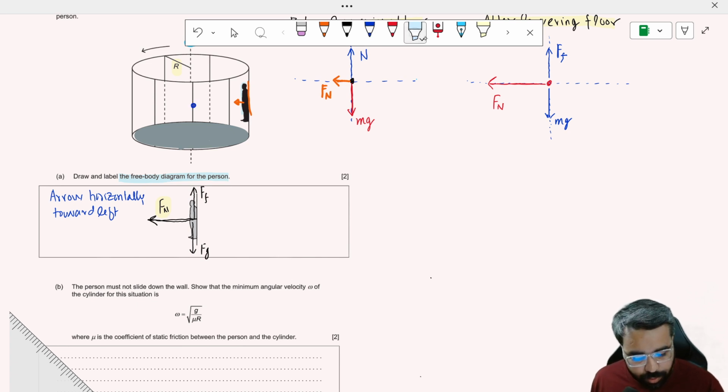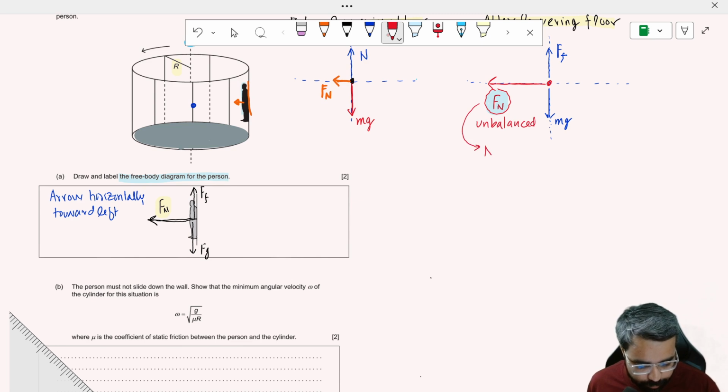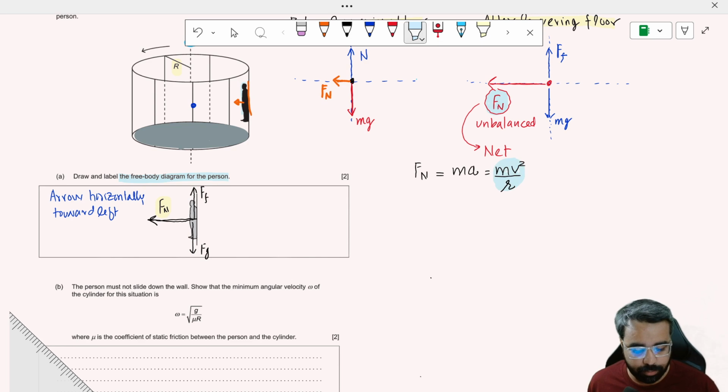So don't you think we should say this is a centripetal force, because it is providing the necessary centripetal force, and it is not countered by any force towards the right. So that's why according to Newton's second law, this is an unbalanced force, and we can also call it the net force or the resultant force. All right, and this normal force is equal to ma, and this acceleration is v squared over r, and hence you know that this is the centripetal force equation.